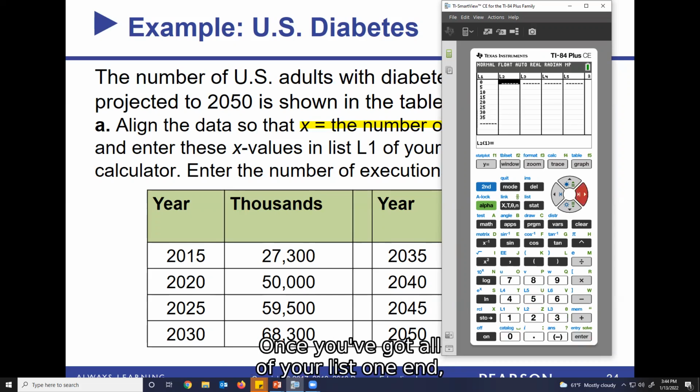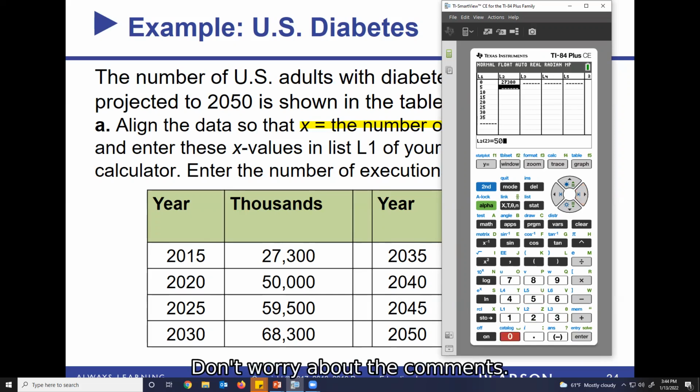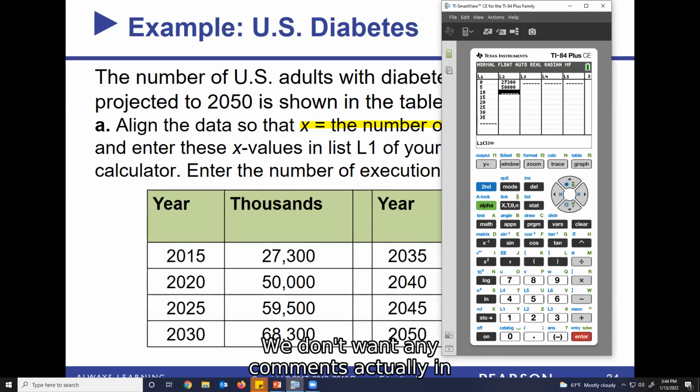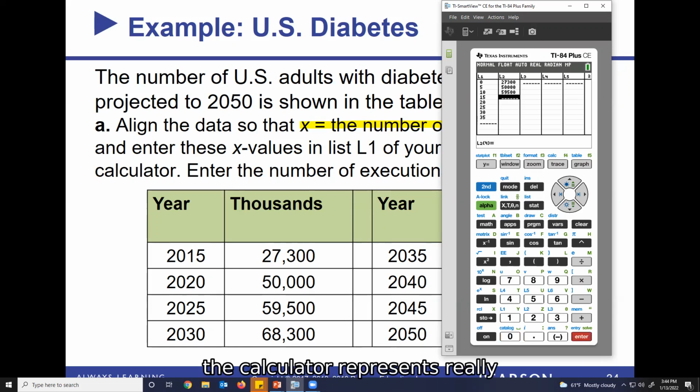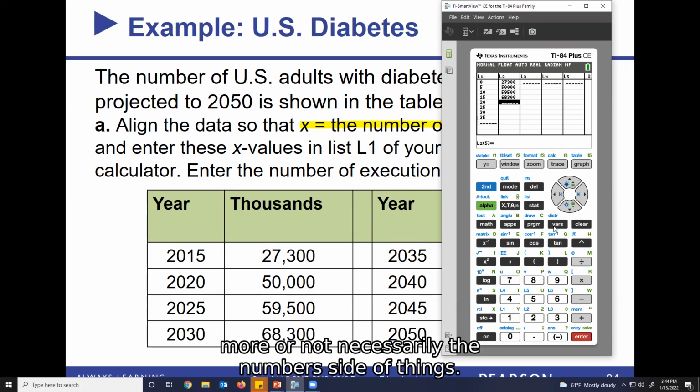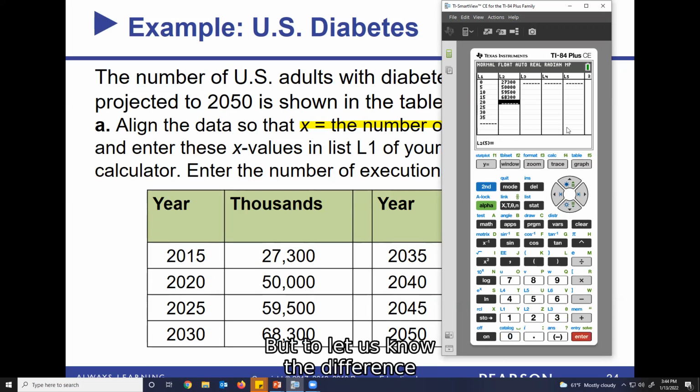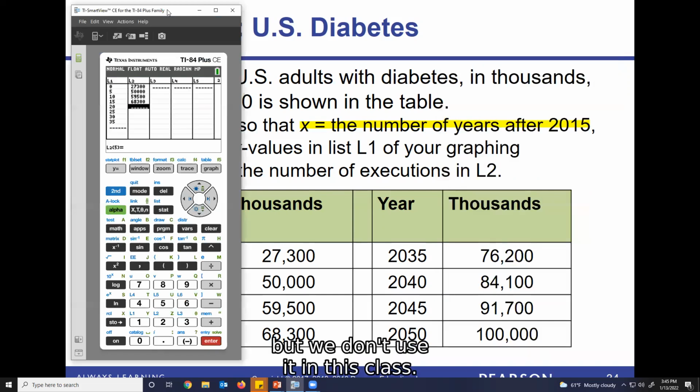Once you've got all of your list 1 in, you're going to move to list 2. Okay, don't worry about the commas. We don't want any commas in there. The comma in the calculator represents, not necessarily the number side of things, but lets us know the difference between 2 commands in the calculator. So we use it in statistics, but we don't use it in this class.